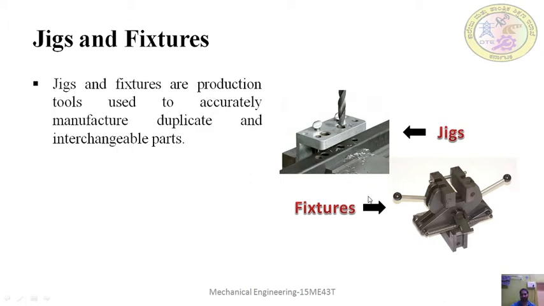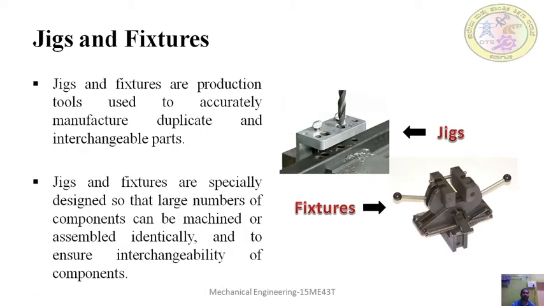The fixture, as its name says, is used to fix the workpiece, whereas the jig is used to fix and also to guide the tool. Jigs and fixtures are specially designed so that a number of components can be machined or assembled identically, and to ensure interchangeability of components.